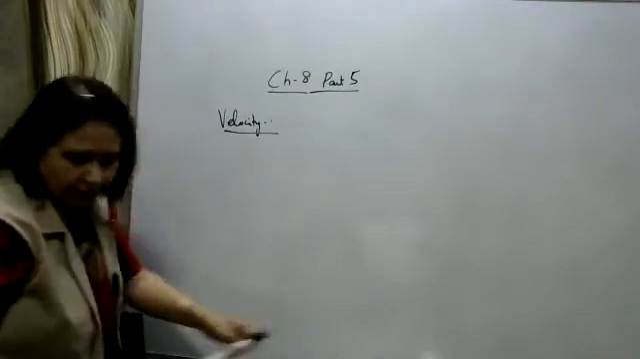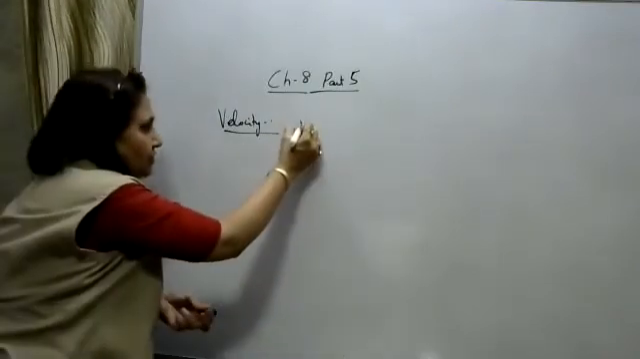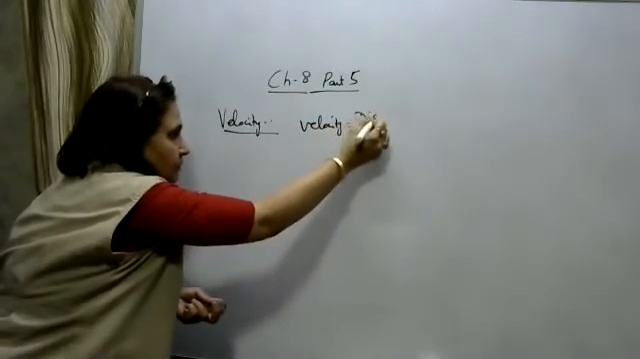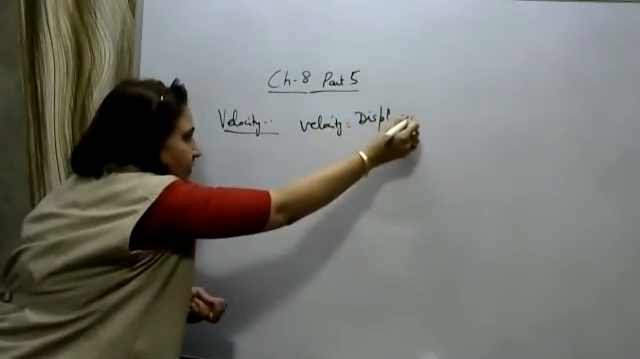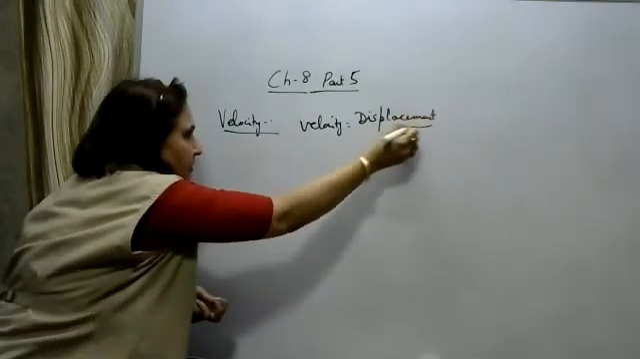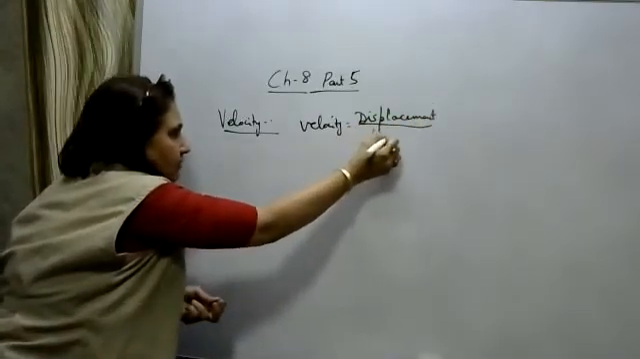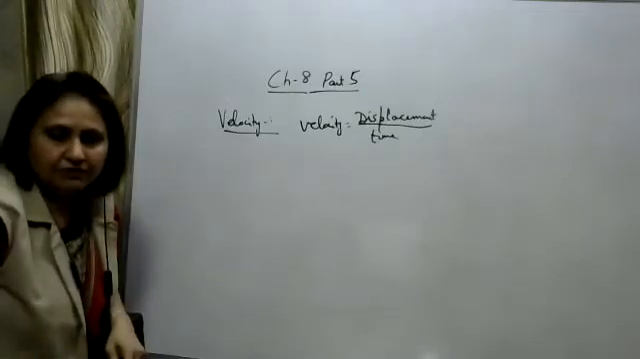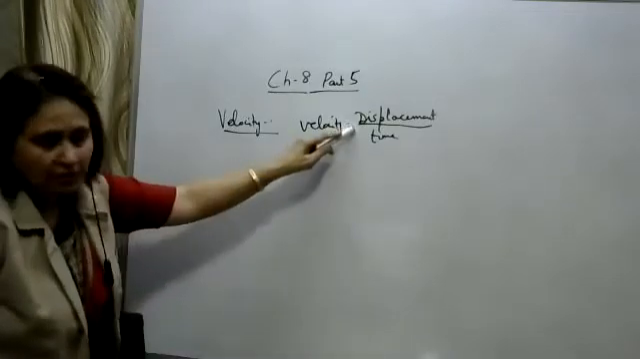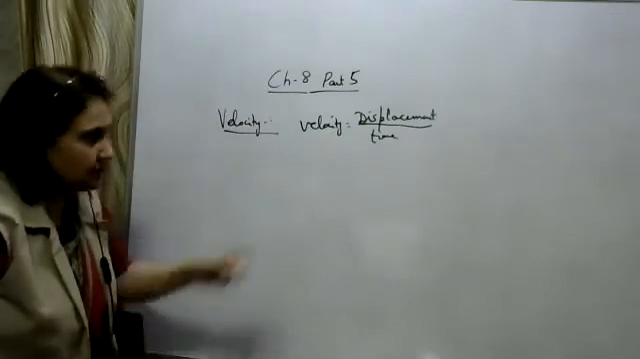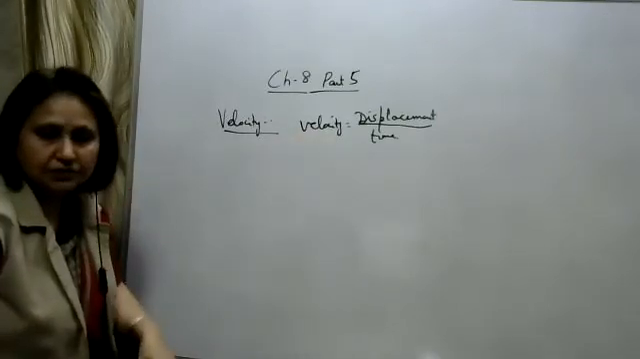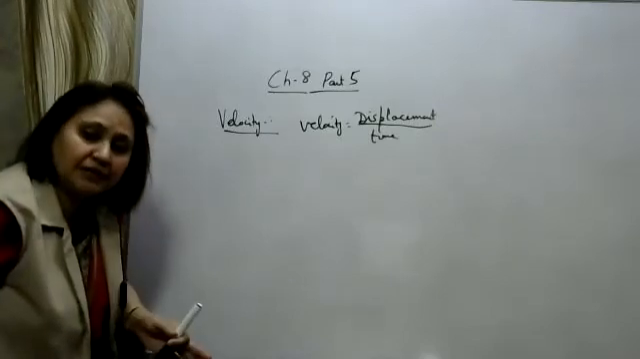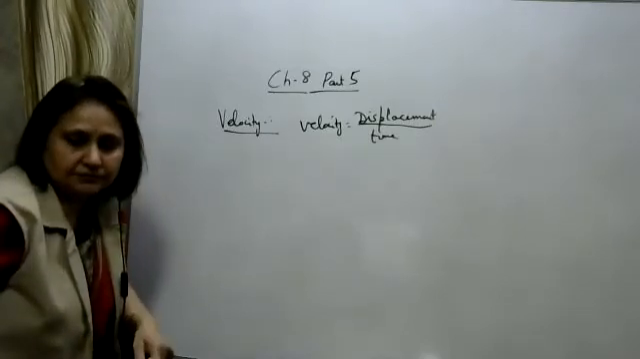What will be the formula of velocity? Velocity is displacement per unit time. Write its formula. Displacement per unit time, we call it velocity. Whatever you write in the statement, the same becomes the formula: velocity is displacement per unit time, or we can define it as speed with the direction.